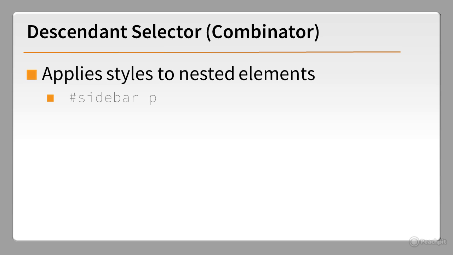To create a descendant selector, put the selector for the outer element first, followed by a space, then the selector for the nested elements. In this example, P for paragraphs follows hash sidebar, so it selects only paragraphs that are nested inside an element with the ID sidebar.